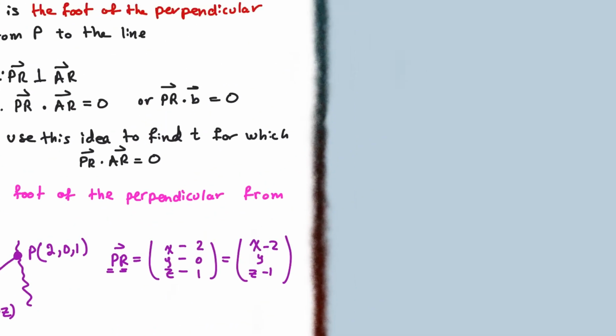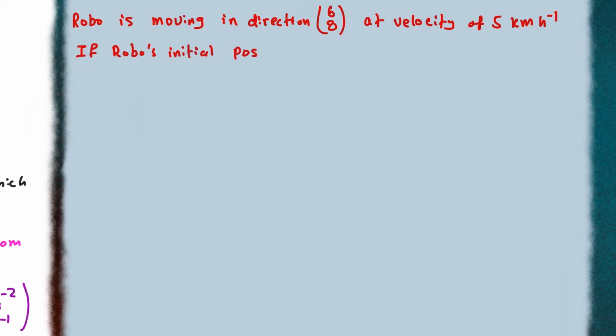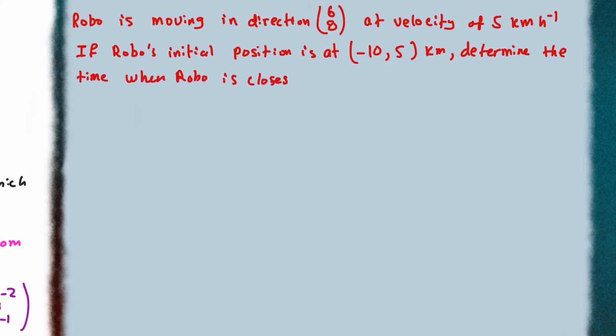In this question, we have Robo, who is moving in direction 6, 8 at a speed, I made a mistake, this should have said speed, of 5 kilometers per hour. If Robo's initial position is at -10 and 5 kilometers, determine the time when Robo is closest to the position 15 and 4 kilometers. Note that in this question, we have the speed, but we don't actually have the proper components of the velocity. So the first challenge is to figure out those components.